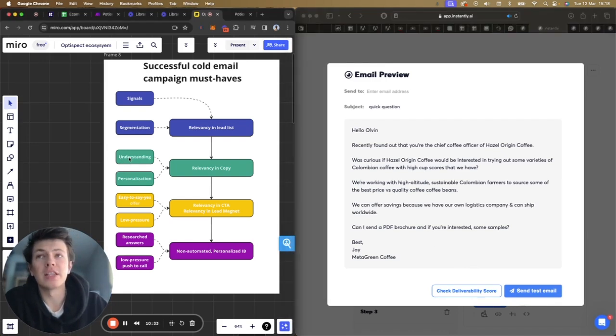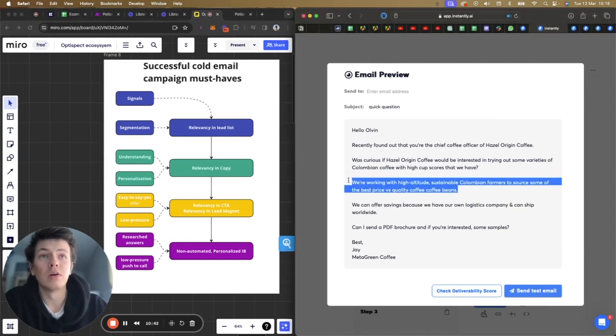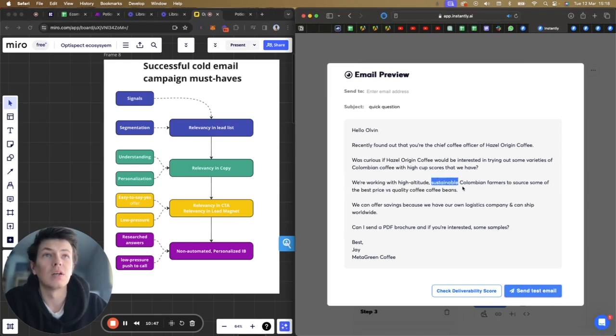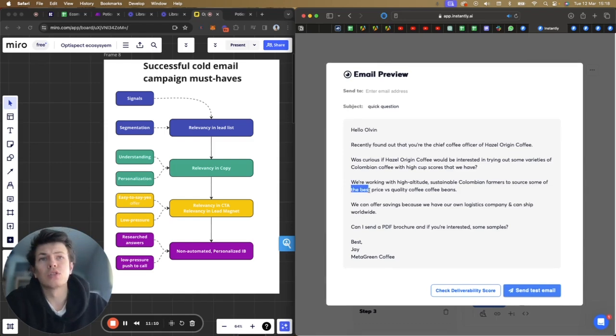So then understanding, this means that you show in your writing that you understand their industry. Here it shows right here, we're working with high altitude sustainable, because sustainable was kind of in vogue at that time. I guess it still is now. So everyone wants to be sustainable. Everyone wants their coffee to be traceable, single origin, stuff like that. So this just shows that we understand what they actually want, and by extension, what their consumers want. And then, of course, the best price versus quality coffee beans.